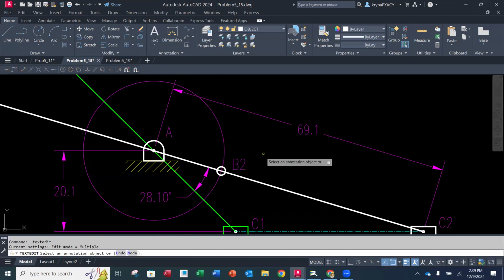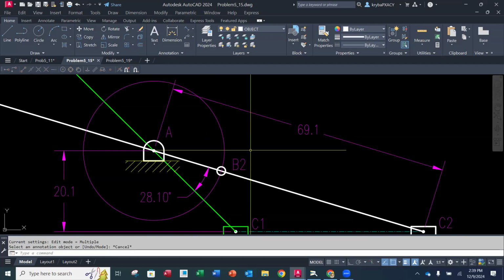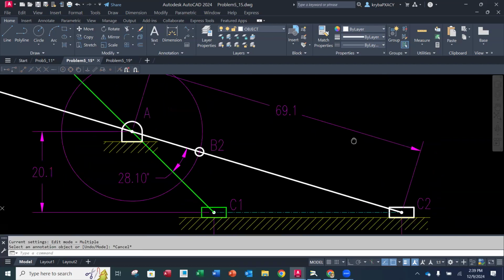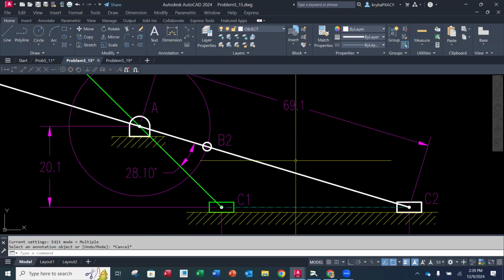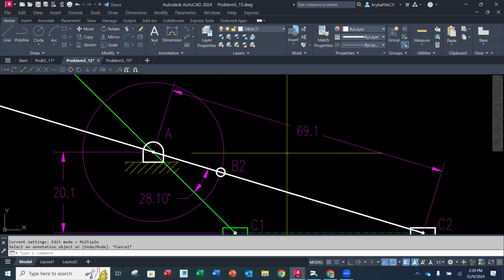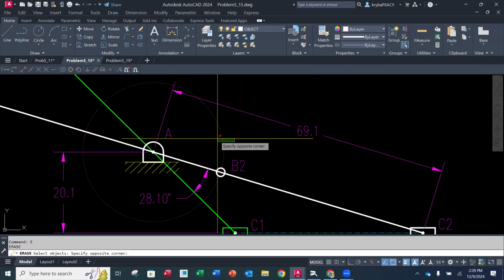So this is going to be B2. We always call the end of the crank B, right? A is going to be the center of our rotation of our crank. B is going to be the radius of that crank. And then C is going to be the endpoint of the connecting rod. Now you can get rid of this radius here.